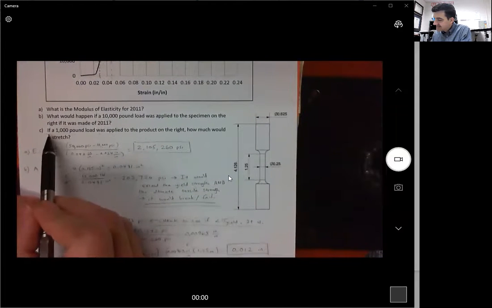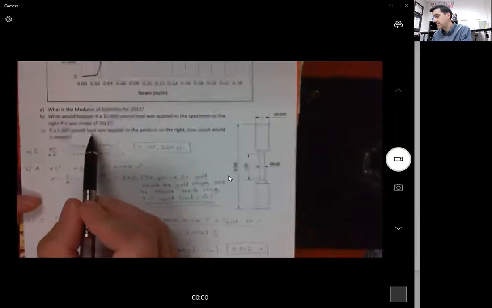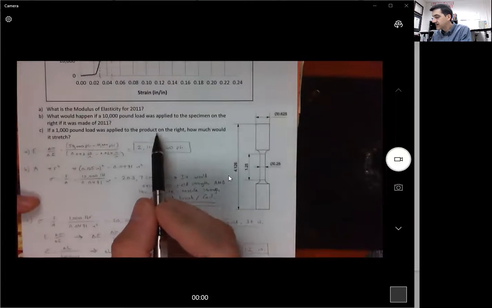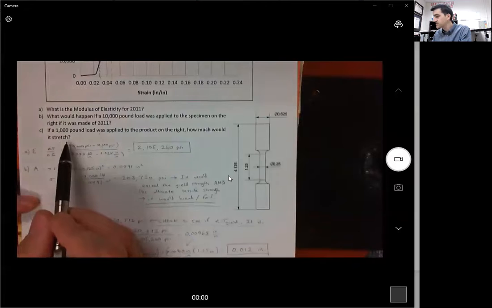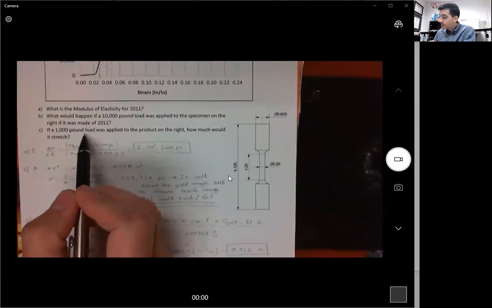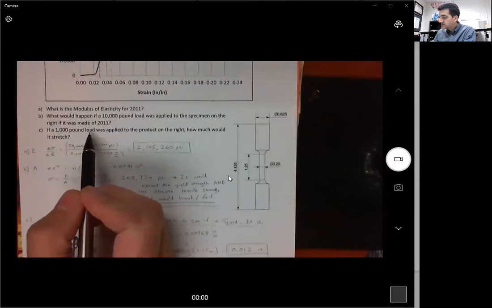In part C, it says if a 1,000 pound load was applied to the product on the right, this specimen, how much would it stretch? All right, so we're trying to find the change in length. And what do we know right now? We know the elastic modulus. We know the force that is applied to it.